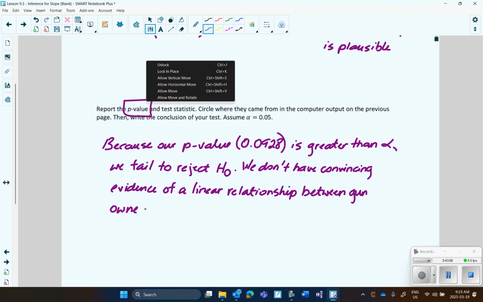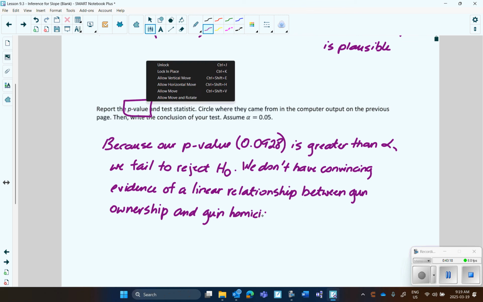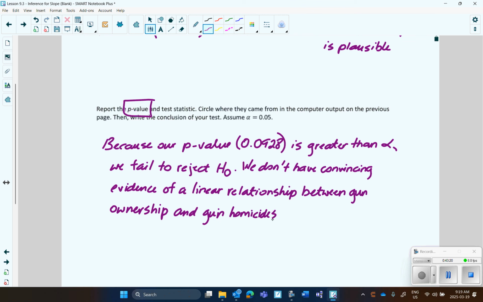So notice it's very similar to what we have been doing with proportions and means. Just to see what would happen if the US happened to be included in that random sample, how much of an impact that would have.